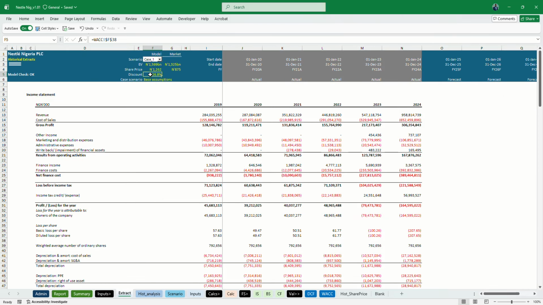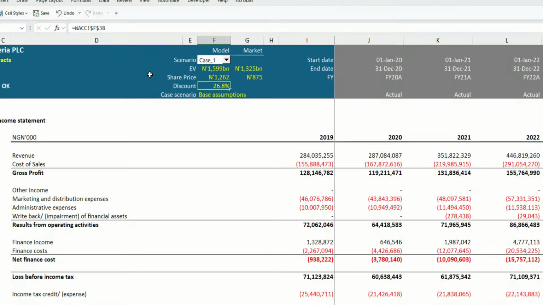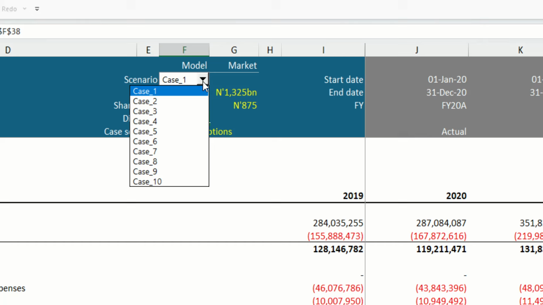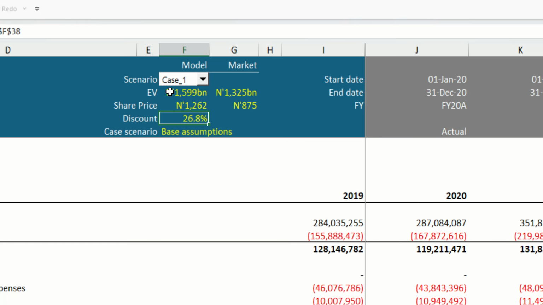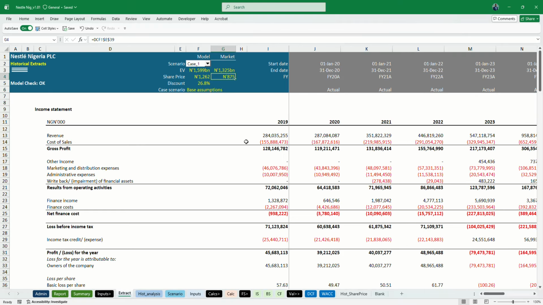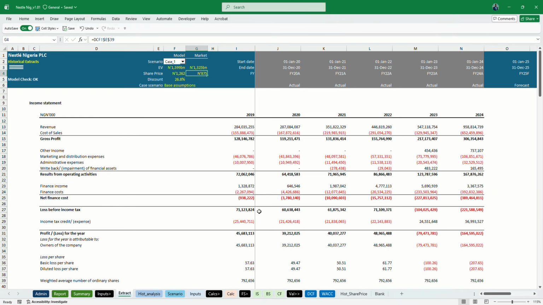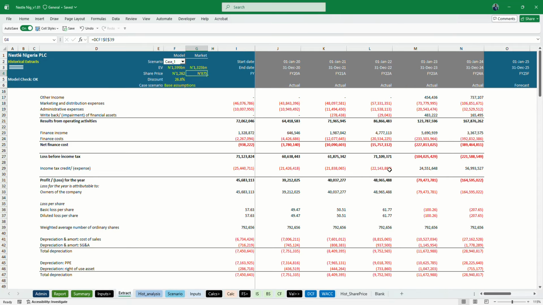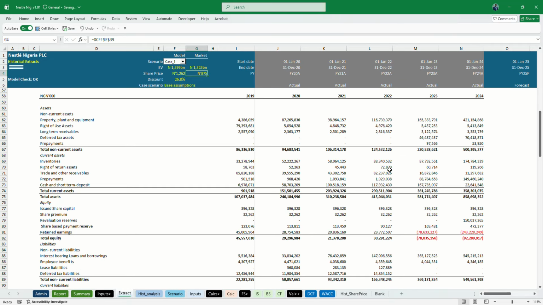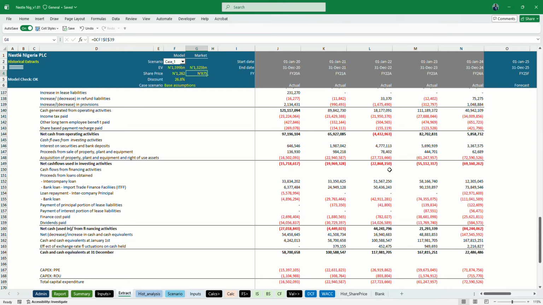On each of the worksheets, you also see something like a summary view. So one where you can select your scenario, the EV, our enterprise value, you can see the share price, you can see the discount factor, and maybe the description of the case. And also you can see that compared to what the market looks like. Here is where we have the extracted income statement from 2020 to 2024, right? The income statement as presented. The same thing for the balance sheet and the cash flow.